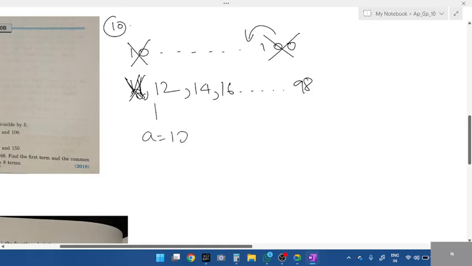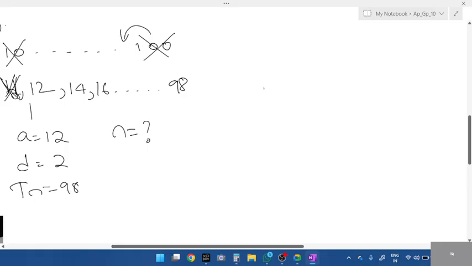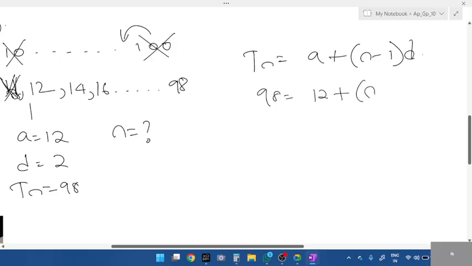A is equals to 12. We need to find the value of n. D is equals to 14 minus 12. 14 minus 12 is 2. T of n value is equals to 98. Last value is given. Solve this question. T of n is equals to a plus n minus 1 into 2. 98 is equals to, first value is 12 plus n is not given, minus 1 into 2. Find the value of n, substitute in this formula.